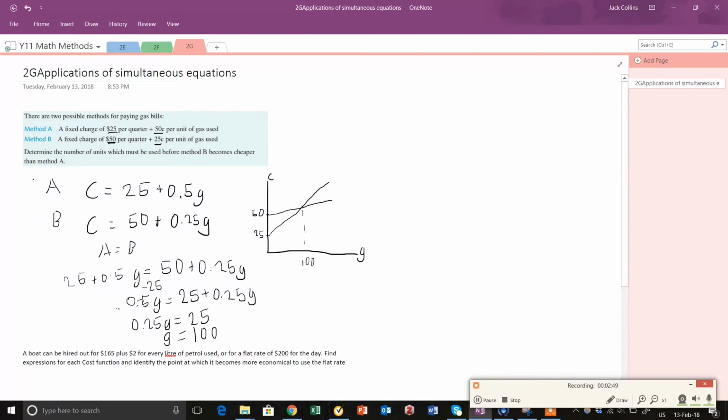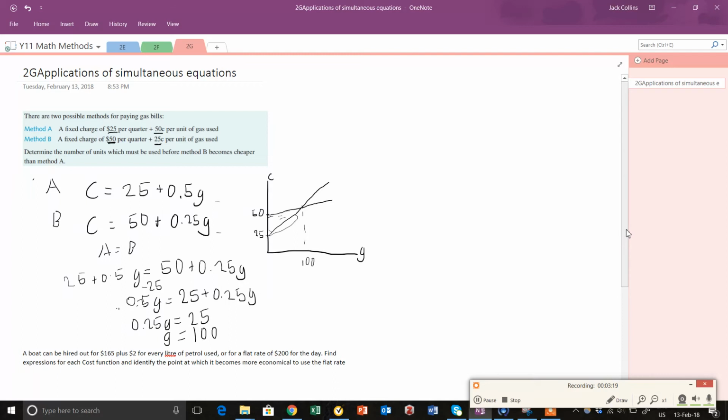So anywhere higher than 100 units of gas used, method B becomes cheaper than method A, as you can see there, because the gradient is lower. Anywhere before that, in this section here, up to 100 units of gas used, method A is the cheaper one. But after that point, method B becomes the cheaper one.